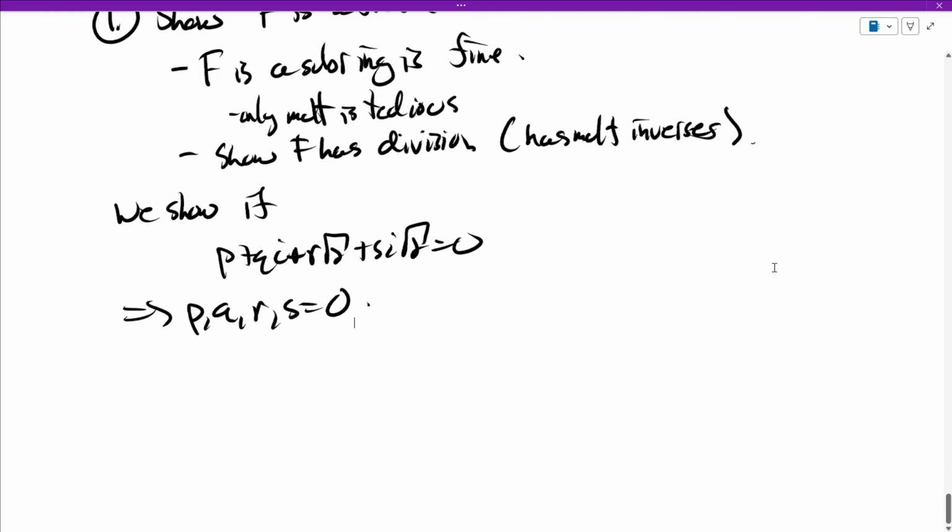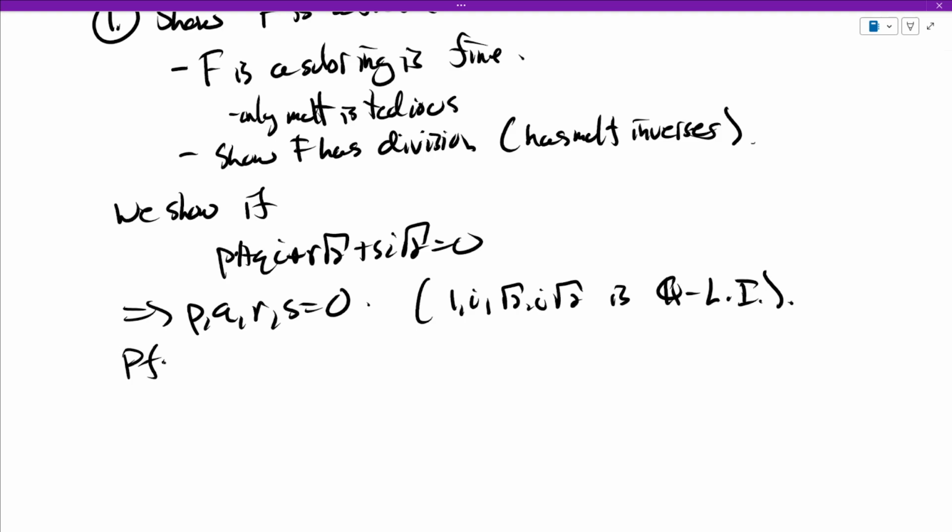What this is saying is that rationally, the numbers 1, i, root 2, and i root 2 are Q-linearly independent. So the linear algebra version of this is that the collection 1, i, root 2, i root 2 is Q-linearly independent. And there will be some vector space language that we'll throw in in the next chapters. All right, so this is the first thing that we're going to do, so let's prove it.